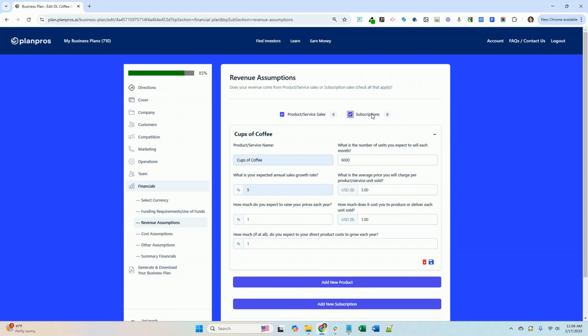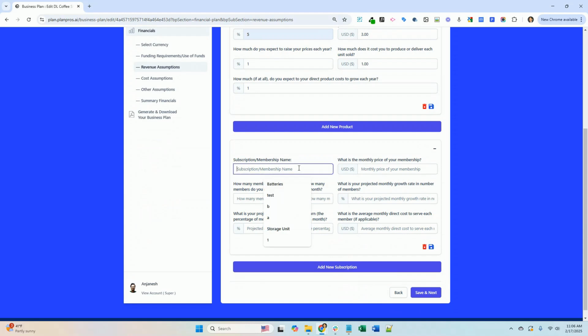So subscription, what I really want to point out for subscription is that, let's say we have a coffee of the month club, and let's say we charge $25 per month. This is a monthly price. How many members do you expect to gain, or you already have, or do you gain the first month? Let's say we're going to gain 20 members a month.